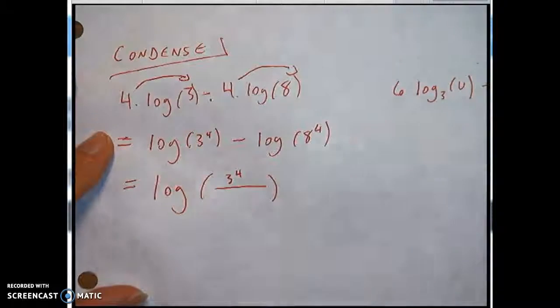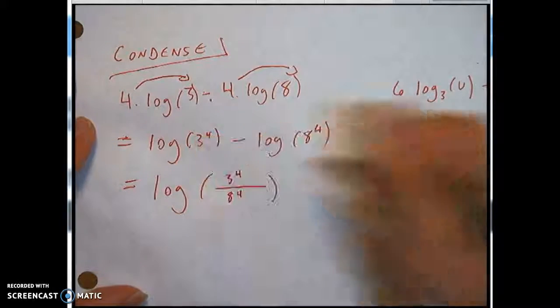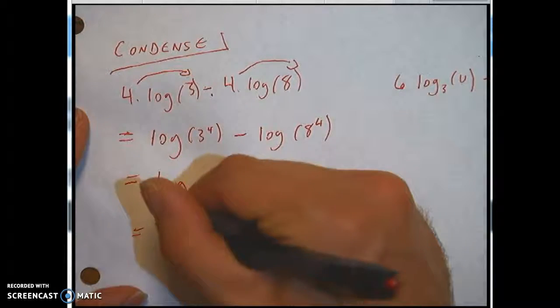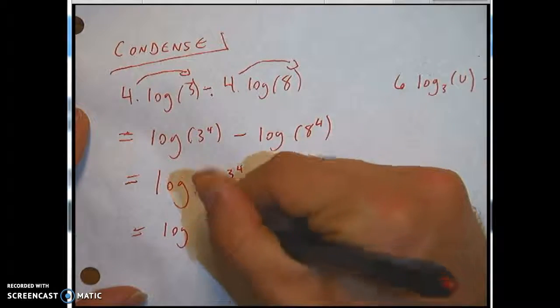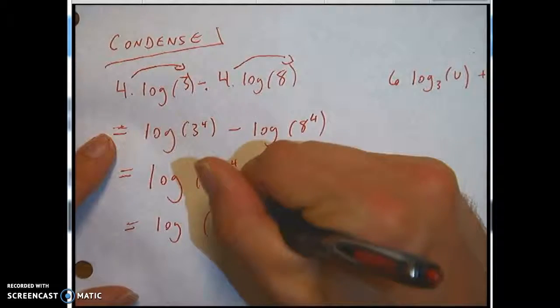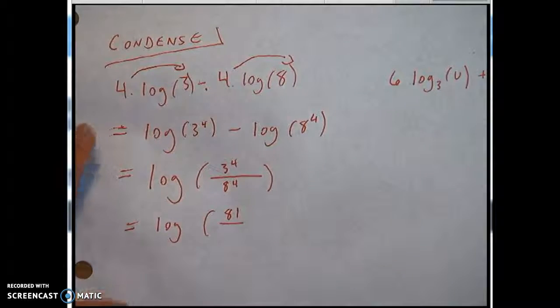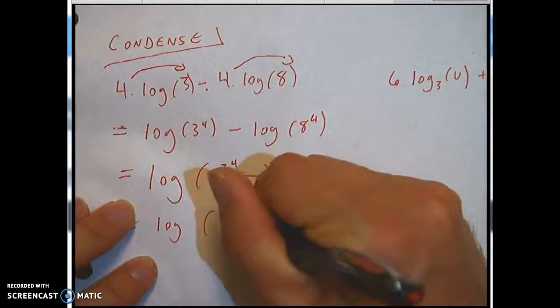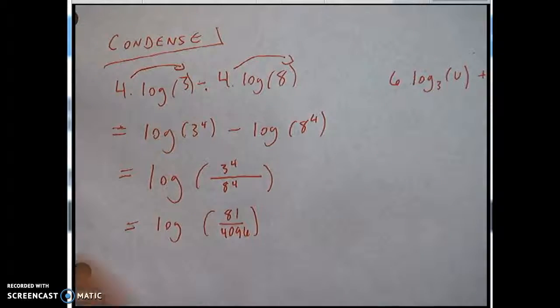I'm going to have 3 to the 4th power and 8 to the 4th power, which I can simplify a little bit further, because 3 to the 4th power is 3 times 3 times 3 times 3, which is 81. And 8 to the 4th power is 8 times 8 times 8 times 8, which is 4,096.